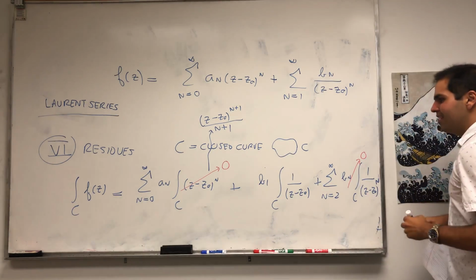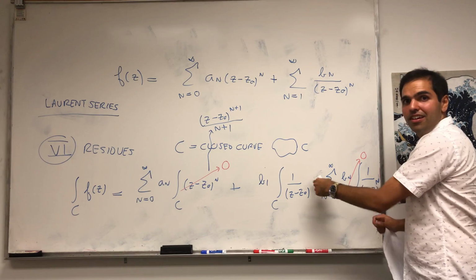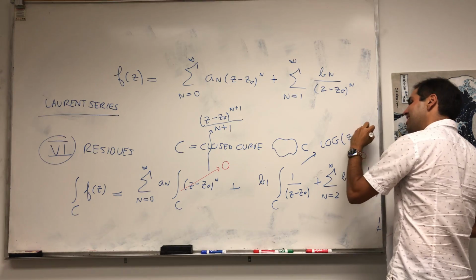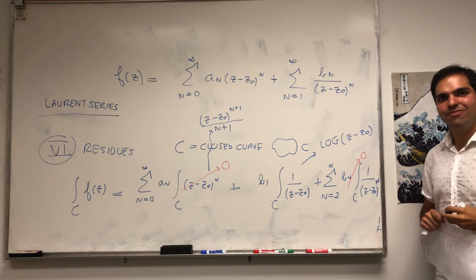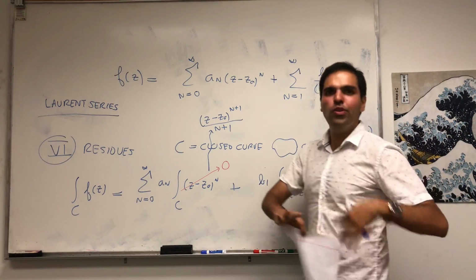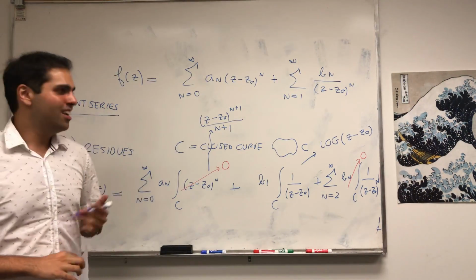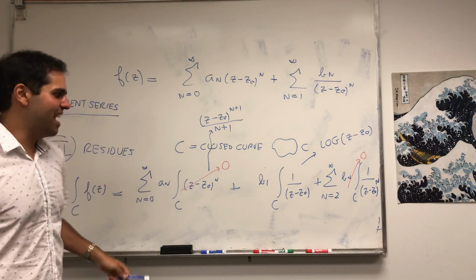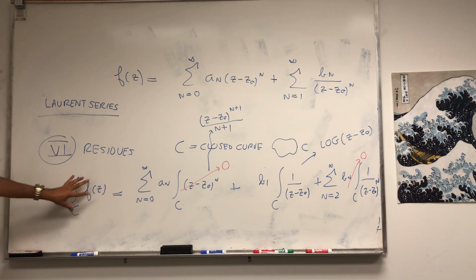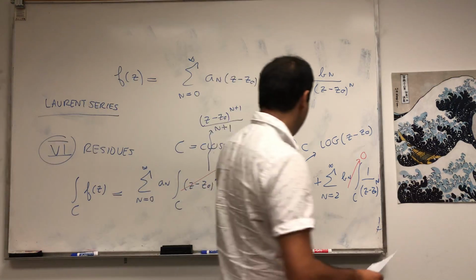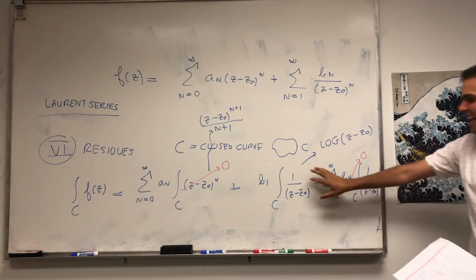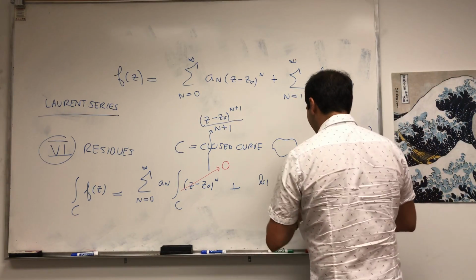The only issue is here, and because it has to do with this log, well, technically, an antiderivative is log of z minus z naught. But remember what I told you, log is one of those controversial functions. So in particular, here it doesn't necessarily have an antiderivative, but that's good because in general this is not 0. So really the contribution of the non-zero-ness comes from this term.